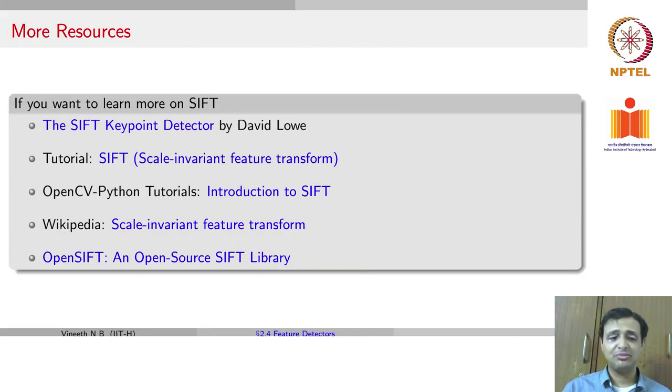If you want to know more about SIFT, there are plenty of resources online. David Lowe has an excellent paper, as I already mentioned. Please do read the paper. There are also Python tutorials. The Wikipedia entry is also fairly informative, as well as an open SIFT library.